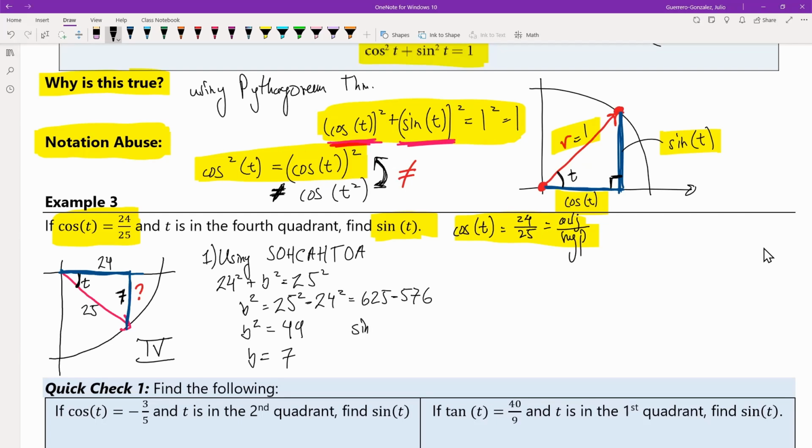Sine of my angle T is opposite over hypotenuse. So the final answer: opposite over hypotenuse is going to be equal to the opposite of my angle, 7, over 25. Bam, we are done. This is one method of doing it.